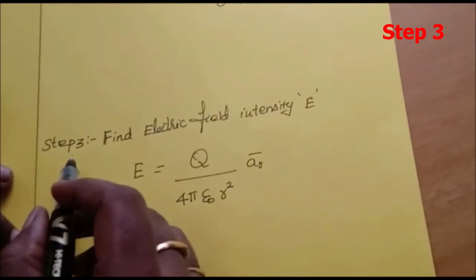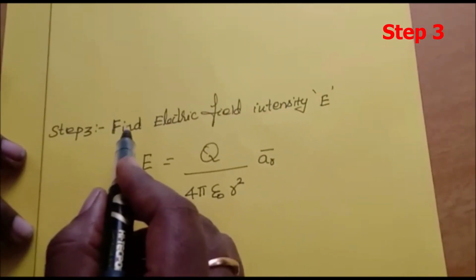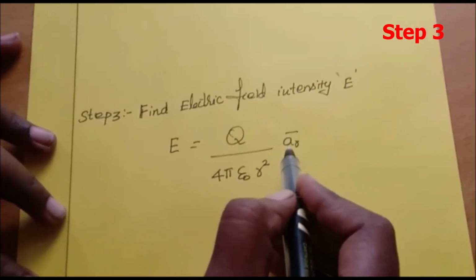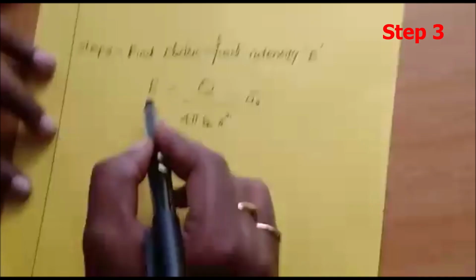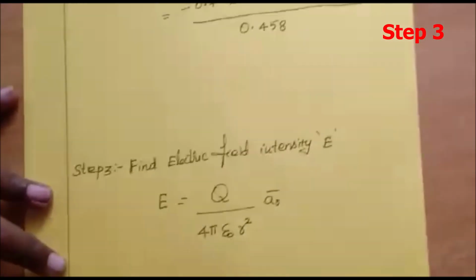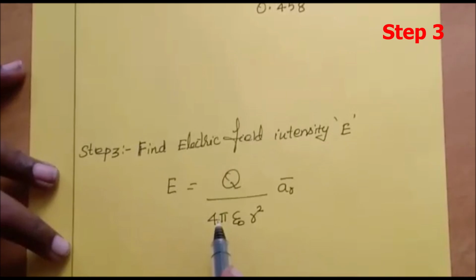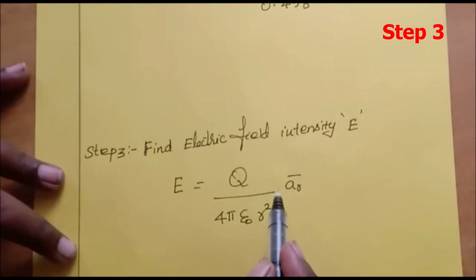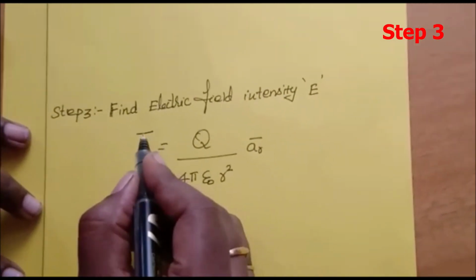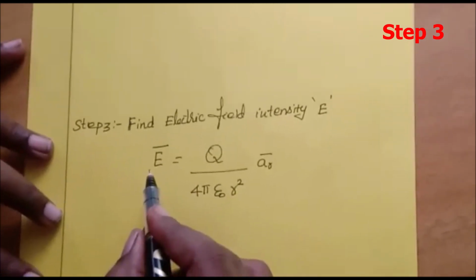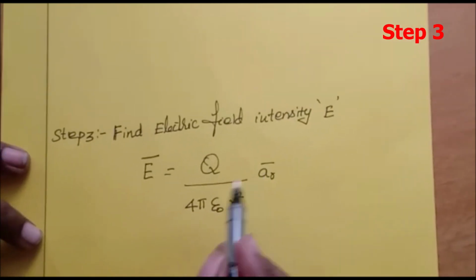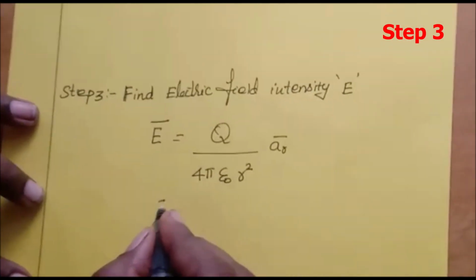Step 3, this is the final step. In this step, we are going to find out the value of electric field intensity in vector form. When you do not include the unit vector, your electric field intensity is given as a magnitude only. But if you have the formula E equal to Q by 4 pi epsilon naught R squared and multiply it by the unit vector, then the electric field intensity is expressed in vector form. So E is equal to Q divided by 4 pi epsilon naught R squared into AR. Directly we can substitute all the parameters here.